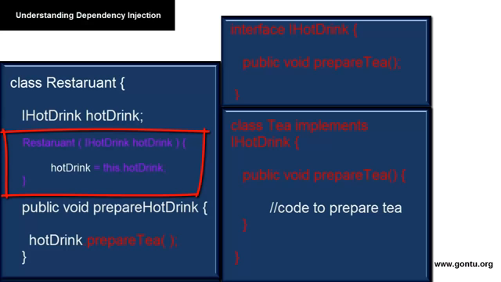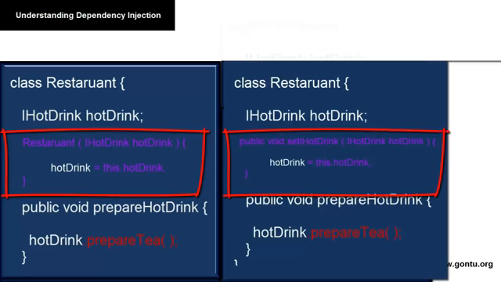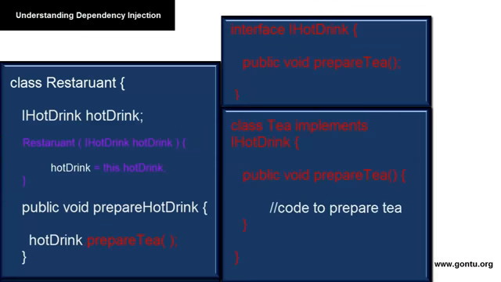I've written a constructor method here. You may change it to a setter method like this. It all depends on your choice. So you have made all the design changes. Now you simply instruct this third-party program which supports DI that at runtime, when the restaurant object is created, it should create and inject the tea object into the restaurant class through the constructor argument.